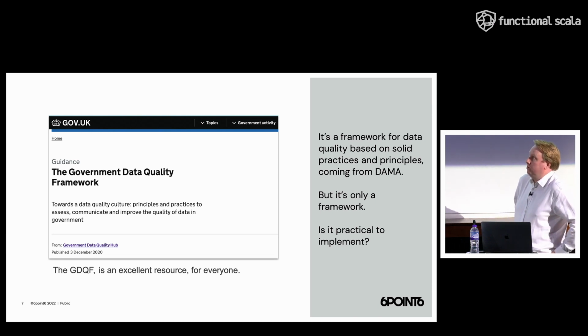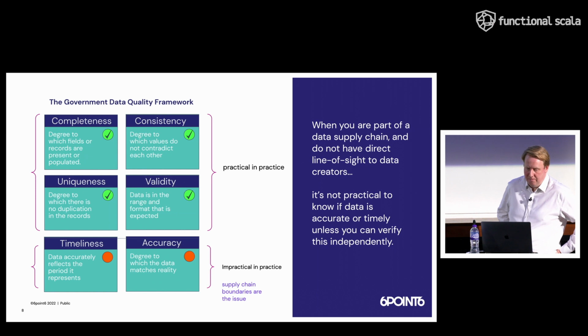There's a really good document called the Government Data Quality Framework, based on the practices and principles from the DAMA framework. So one of the things we looked at was, is this practical to implement in real work? These are the 6 DAMA principles. When you do work like this, you're always part of a data supply chain. You're not the person gathering the data, you're getting data from lots of places. That means you can do automatic checking of completeness, consistency, uniqueness, and validity, but it's usually impractical to know if the data you've got is timely or accurate to real life.